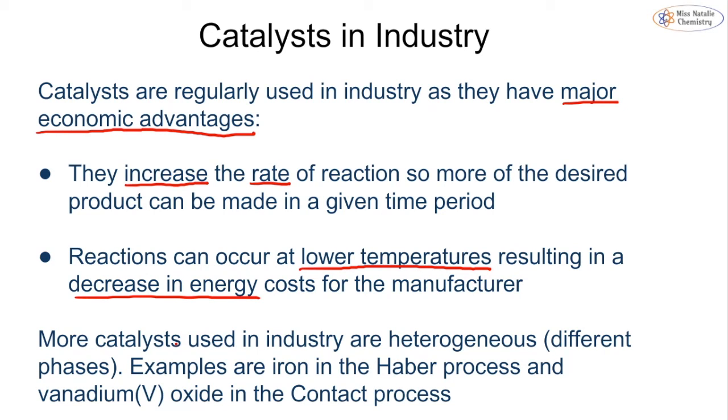Now, the majority of catalysts that are used in industry are what we call heterogeneous catalysts, and that means that they are in a different phase to their reactants. Again, we will touch on catalysts in topic 11 and topic 17. Examples of heterogeneous catalysts are iron in the Haber process and vanadium(V) oxide in the contact process. We can also get a catalyst being used in order to give a higher atom economy or a higher percentage yield, because of course they are very useful to have as well.